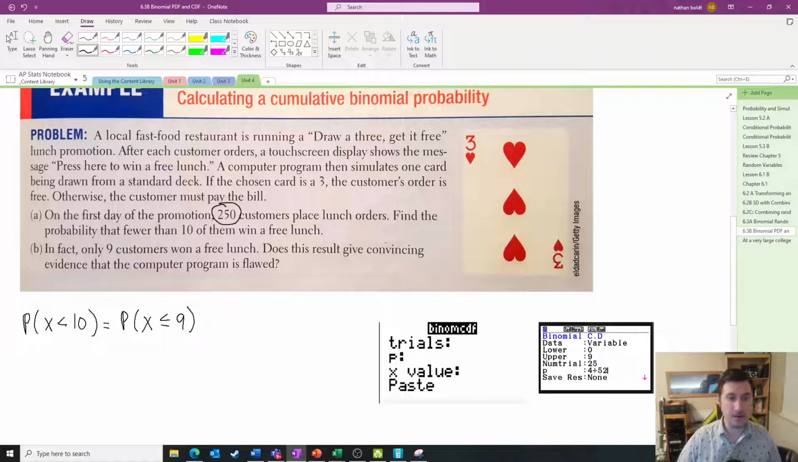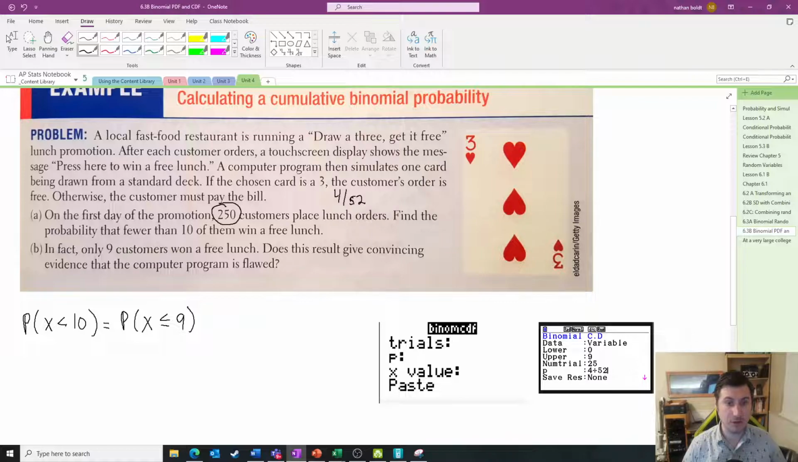We know how many times we are doing this, 250 times. Is the probability the same all the time? Well, if we're drawing a 3 out of a deck of cards, yes. Now, a deck of cards has 52 cards, but 4 of those are 3s. There's the hearts, diamonds, spades, and clubs, right? 4 of those are 3s. So the probability is 4 out of 52.